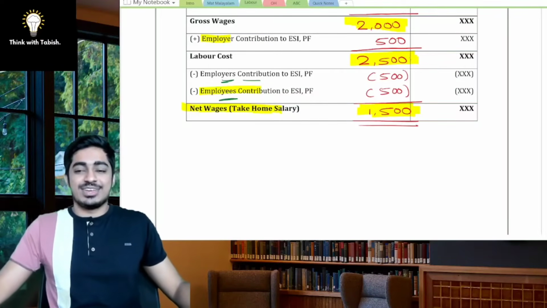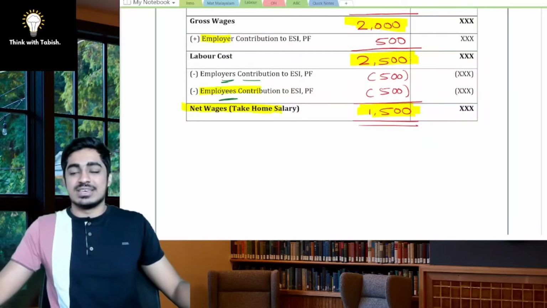How is everything going? Still have the energy? We have 2 more chapters. We have overheads and activity based costing.